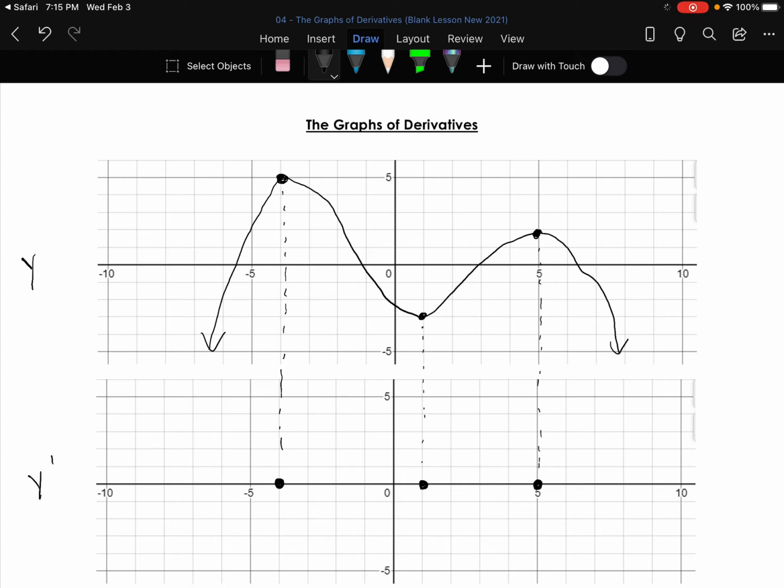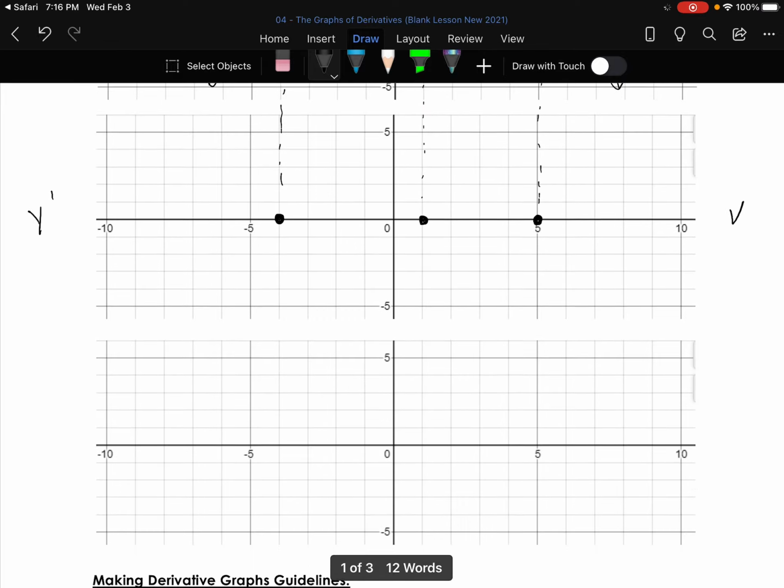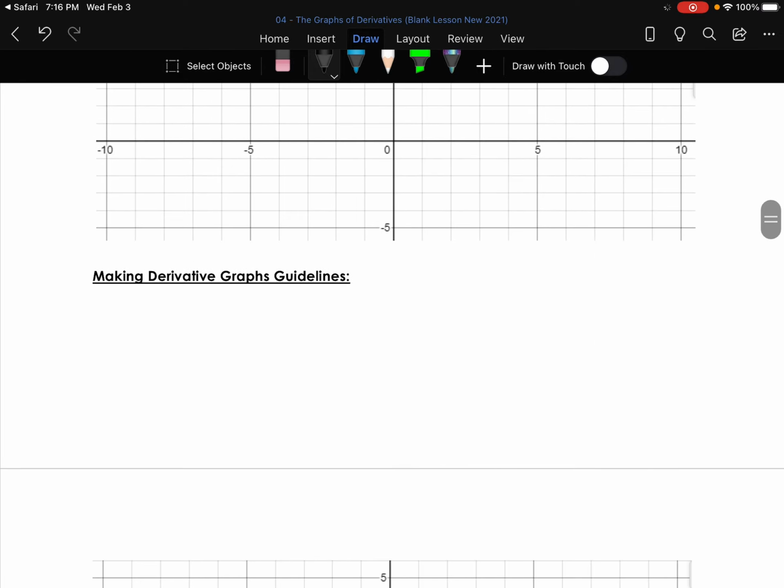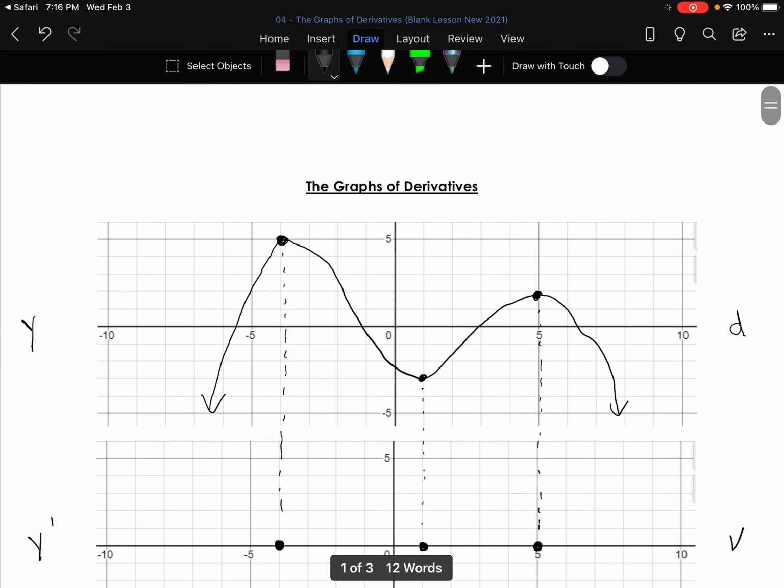Now, away on the right-hand side, just a note for the physics people. This would be like a displacement graph, and then this would be like a velocity graph. So those of you who have that physics experience have a little advantage here. And so I'm going to write down here my first point about making derivative graphs. 1, max mins become zeros. So that's your first guiding move here.